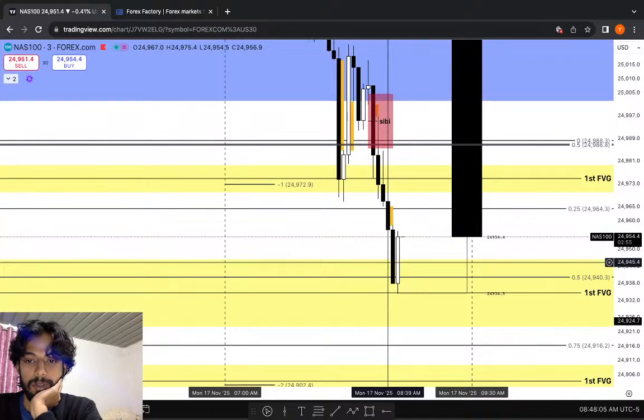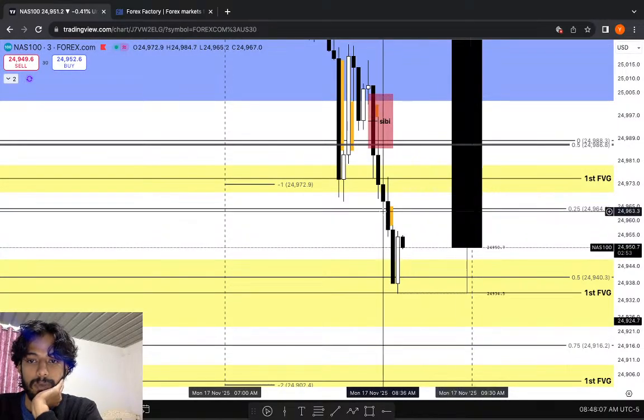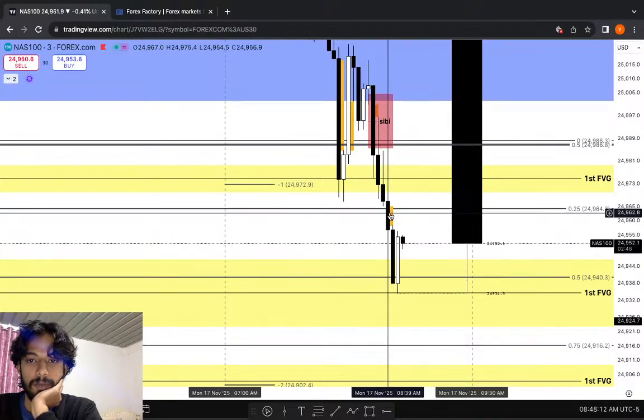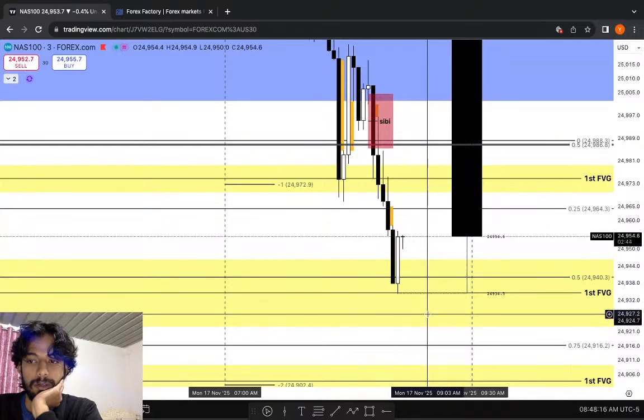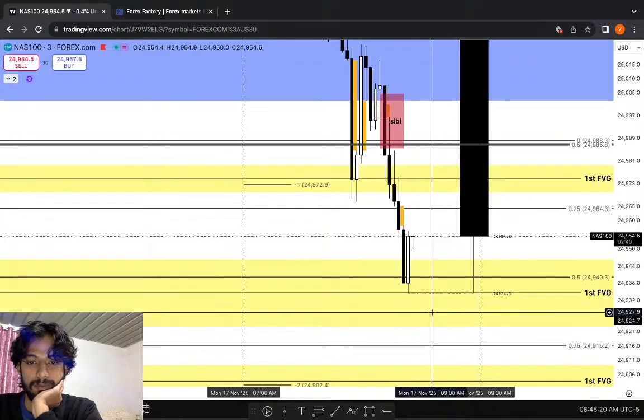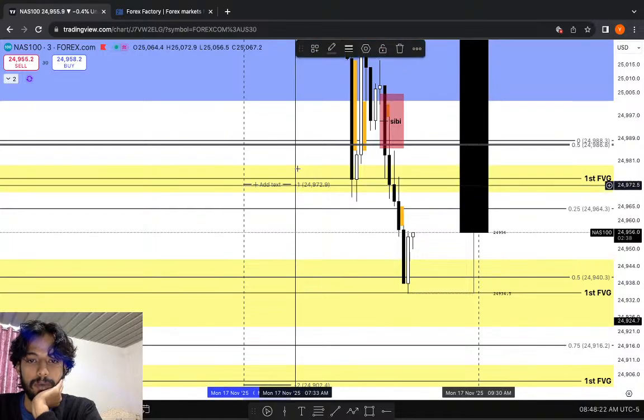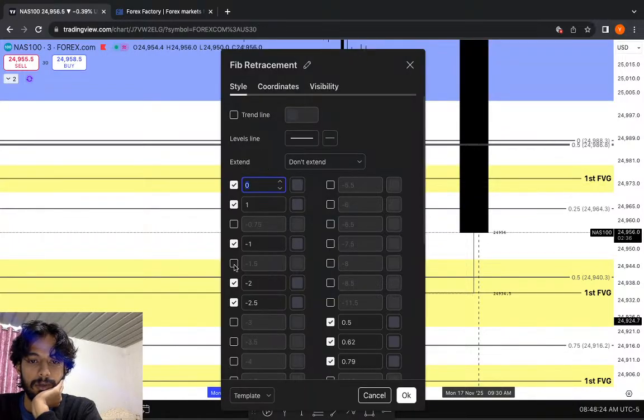Let me check the 3 minutes. Okay, we still have this sell side imbalance, buy side inefficiency on the 3 minutes. And just pump it there and then try to move lower. That can be possible. Let's see. Let me also mark the 1.5 right there.